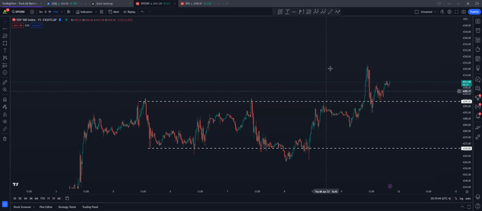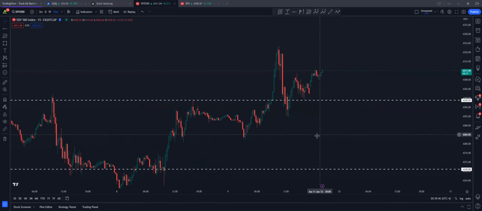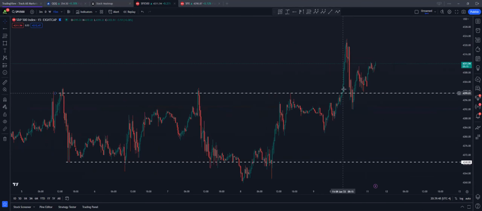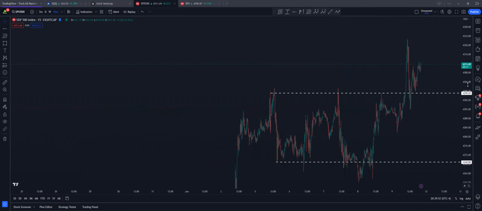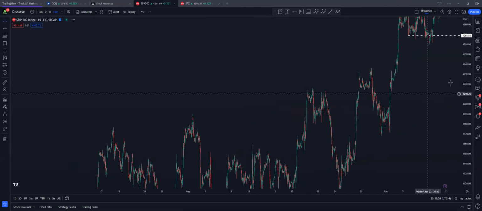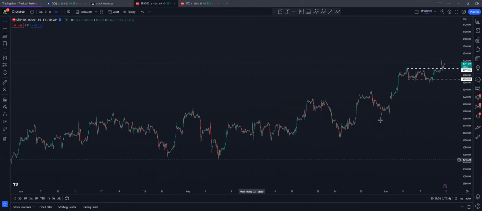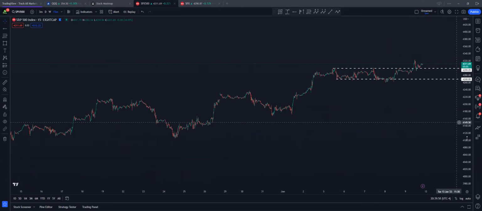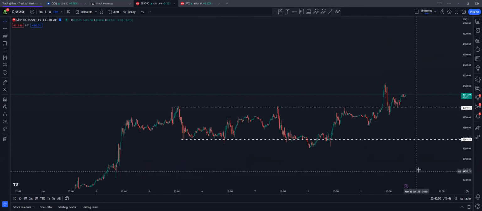Let's look at SPX right here. All right, so we broke resistance, right? The first thing we have to look at now is the trend. What is the overall trend? Clearly, we're moving higher, as you can see. The trend is to the upside, okay? Bullish trend.